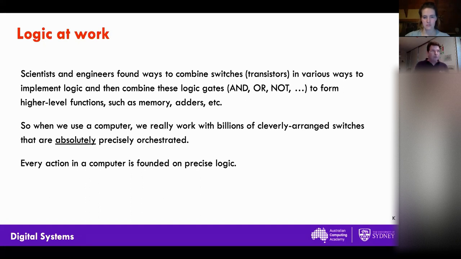When we use a computer, we really work with billions of cleverly arranged switches that go on and off at amazing speeds, almost light speed. And they're absolutely precisely orchestrated. And when something goes wrong, your computer crashes. Okay, but usually it doesn't.